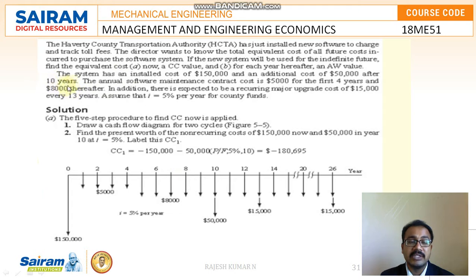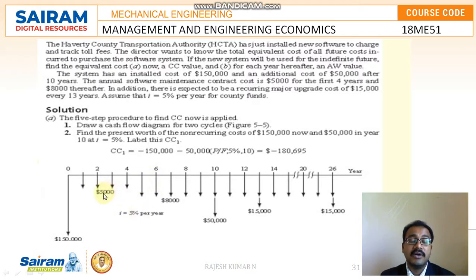For 10 years, because the first cycle is 10 years. So 4 means 1, 2, 3, 4, 5, 6, only for the 6. So it is 8,000, and the interest rate is 5% per year. And you can see how I'm differentiating the maintenance cost for the first 4 years and the remaining 6 years with the size of the arrow marks.